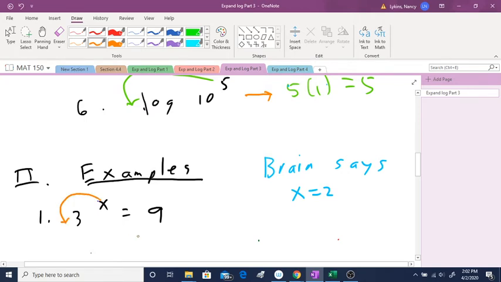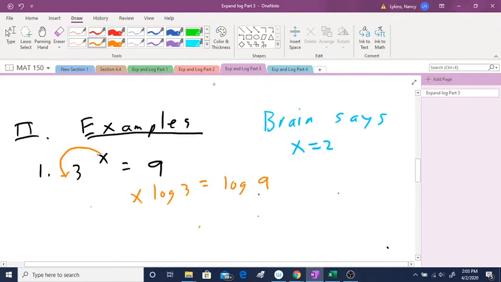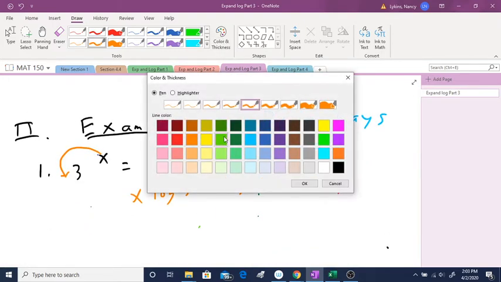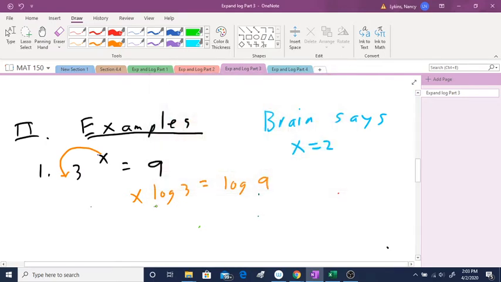If I bring my x down, log is always involved. If you do it to one side, you also have to put log of, in this case, 9. Now what we want to do is solve for x by dividing by log of 3.